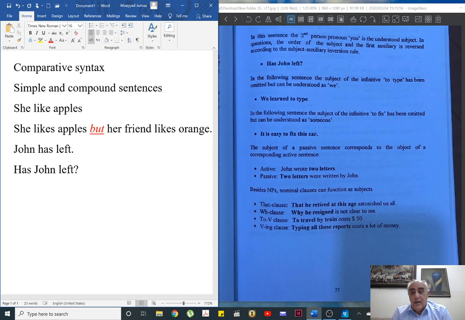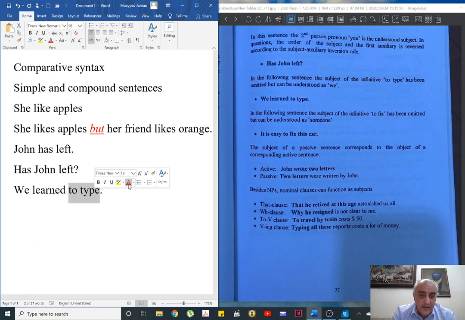And now, in the following sentence, the subject of the infinitive to type has been omitted, but can be understood as we learned to type. Now, look here: we learned to type. In the book, it's trying to tell you that this is called infinitive.